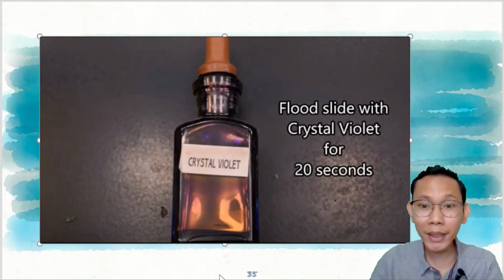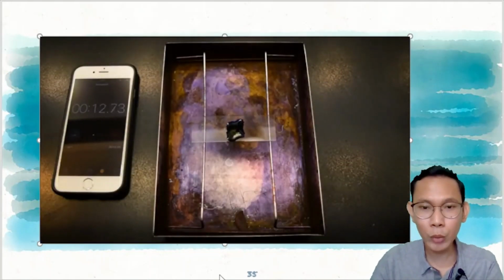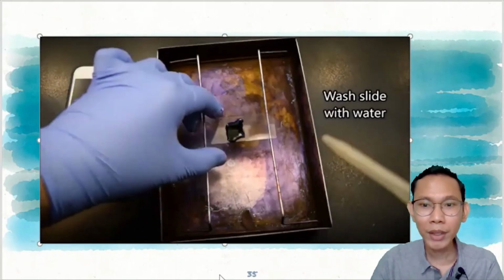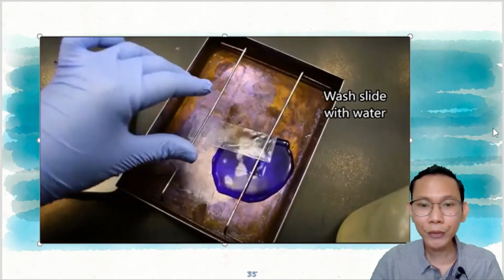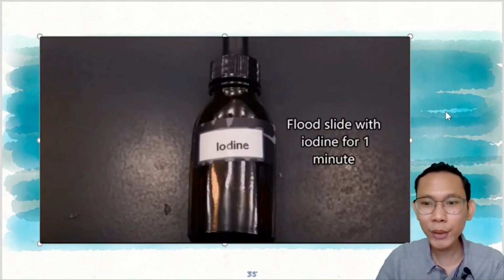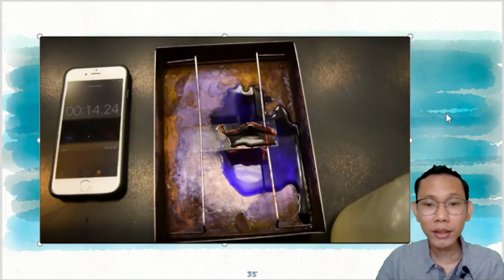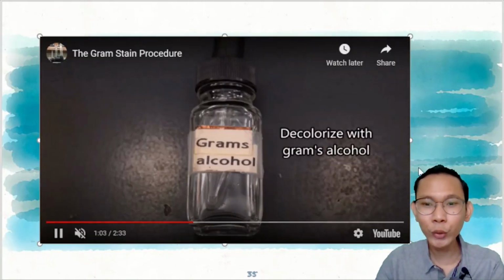Tapos, our primary stain, which is your crystal violet. Si crystal violet is your primary stain. It will stain those with gram-positive na mga cell wall, yung mga makakapal ang peptidoglycan. Then, you will wash that with water. Then, after that, you will add now your mordant. Remember, your iodine will serve as a link between your tissue and your sample para reaction will occur. Then, ito yung gusto ko ma-learn nyo, decolorize with your alcohol.